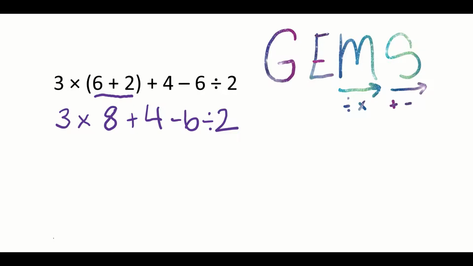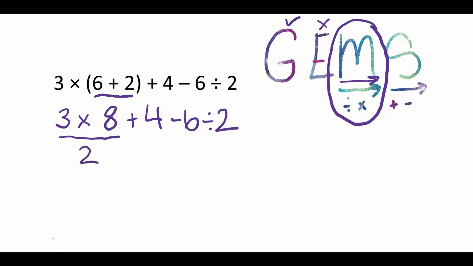Now that I've taken care of the grouping symbols, I'm looking for exponents. Nope. Now let's look only for multiplication and division, looking left to right. Starting at the very left, just like we read, right? Multiplication and division, here we come. I see 3 times 8. I'm going to simplify that and bring everything else down.